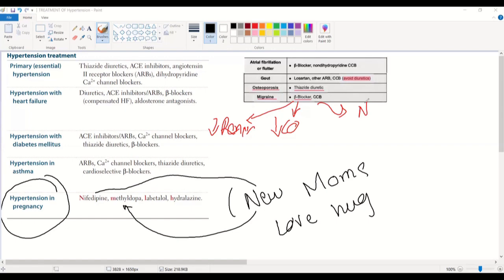Can anybody tell me the non-dihydropyridine calcium channel blockers? Verapamil and diltiazem. Yes. What is the mechanism of calcium channel blockers? They cause vasodilation, the dihydropyridines like nifedipine. They act on which channel? They block the L-type calcium channel. Yes, it's the L-type calcium channel, right?